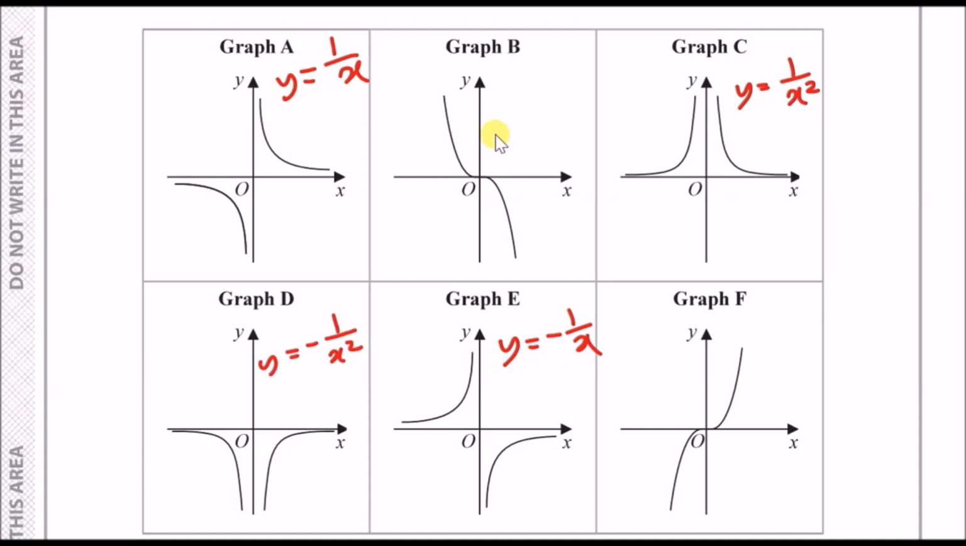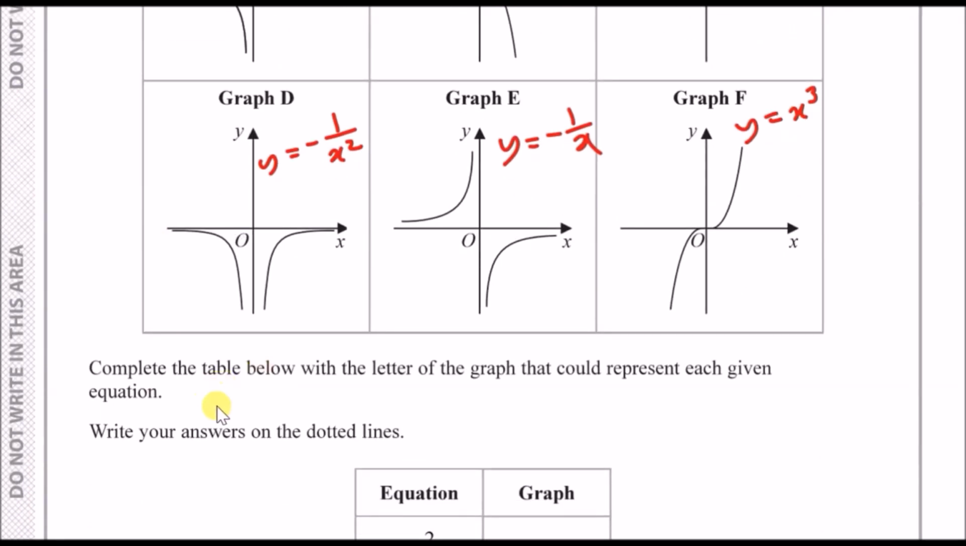And lastly, for graphs B and F, this is kind of a weird shape, but this is actually a cubic graph. When it looks a bit like that, it's cubic. So this would be, which one's which? So this would be y equals x cubed, and this is reflected, y equals negative x cubed. Yeah, we'll leave it like that for now.